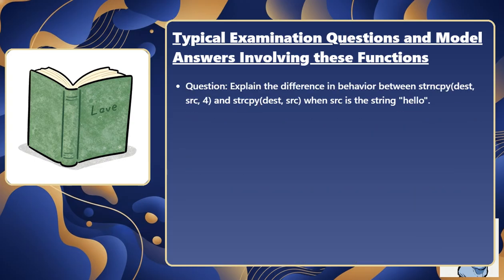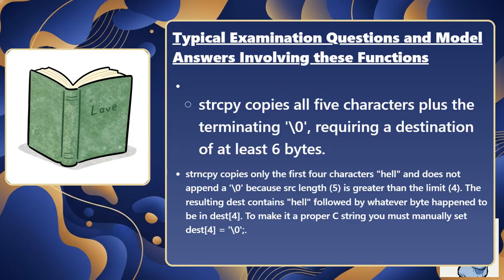Question: explain the difference in behavior between strncpy(dest, src, 4) and strcpy(dest, src) when src is the string "hello". strcpy copies all 5 characters plus the terminating null character, requiring a destination of at least 6 bytes. strncpy copies only the first 4 characters, "hell", and does not append a null because the source length 5 is greater than the limit 4. The resulting destination contains "hell" followed by whatever byte happened to be in destination index 4. To make it a proper C string, you must manually set destination index 4 to null.